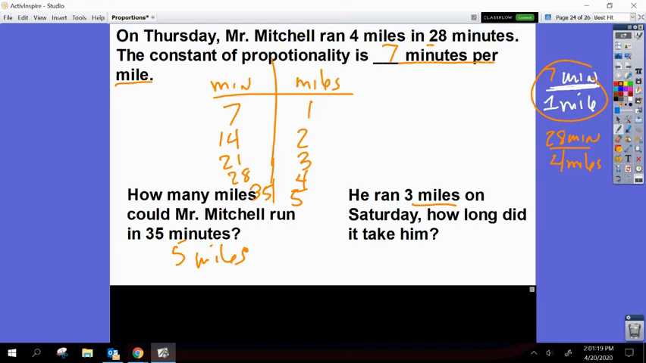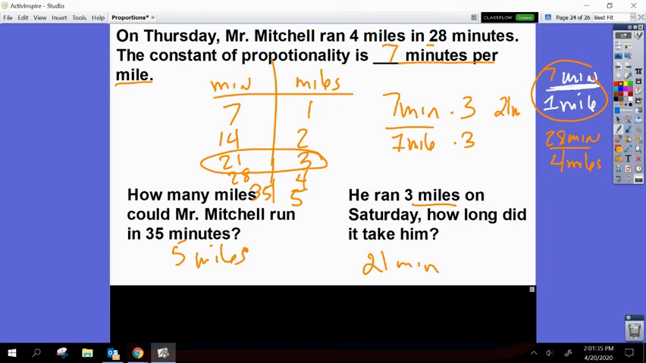If he ran 3 miles, how long did it take him? Using that same information, we know that the table says 21 minutes. Make sure you're labeling. Or we know if it's 7 minutes for every 1 mile, I could just multiply both of them by 3 to get 21 minutes for 3 miles. So it's 21 minutes for 3 miles.